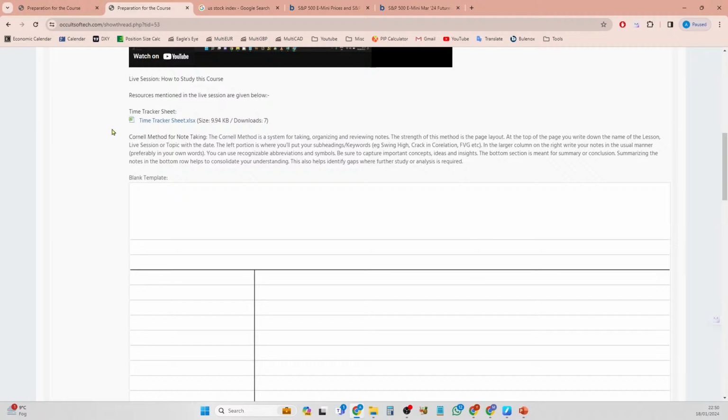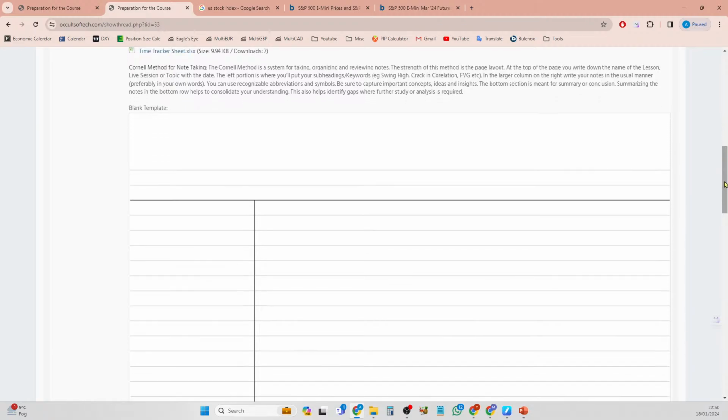This is how you will track your own time and find the slots that you can use for studying and all. Now the second thing is about note taking.